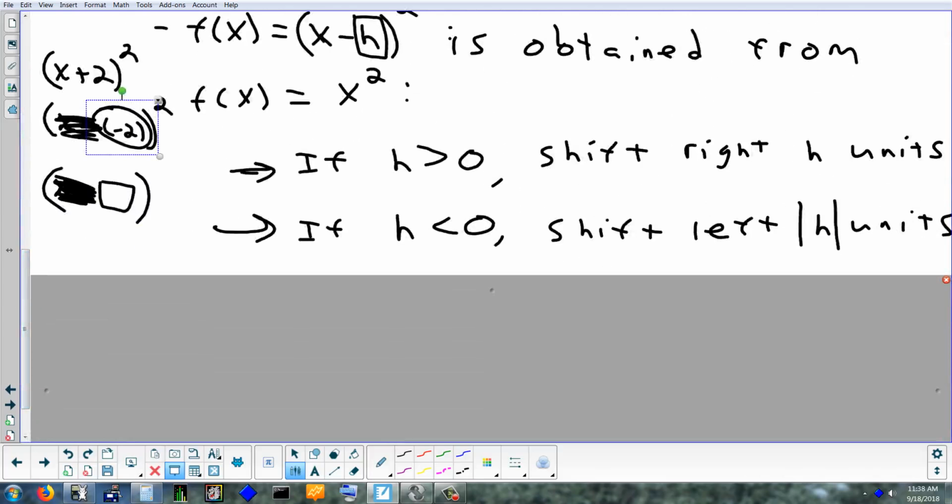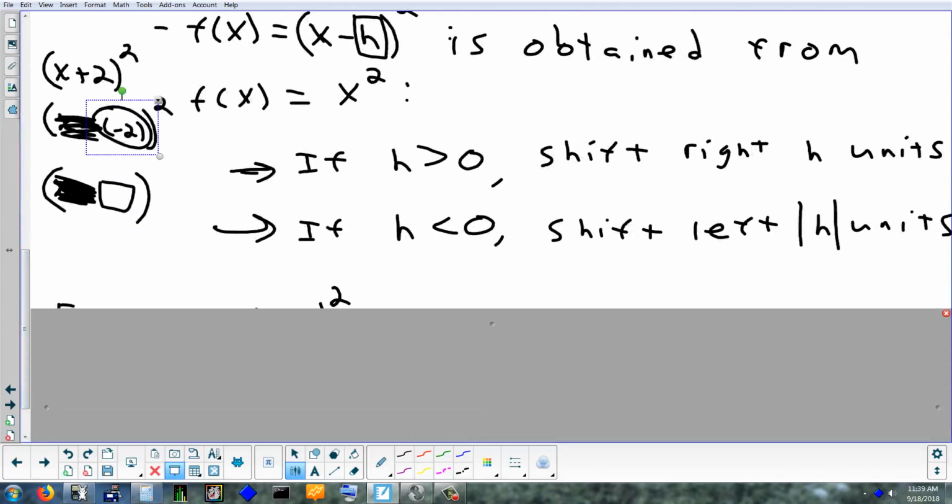Okay, so it's a little tricky, but if you try to think of it that way, just block the x and block the minus. Whatever comes after it, that number tells you which way to shift. And same idea. We don't want to say shift left negative units. You can shift left or you can shift right, but it's always a positive number.